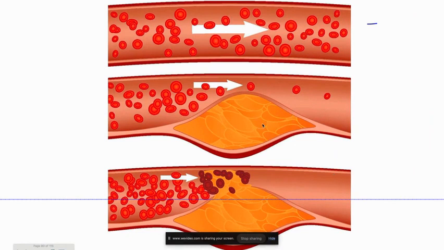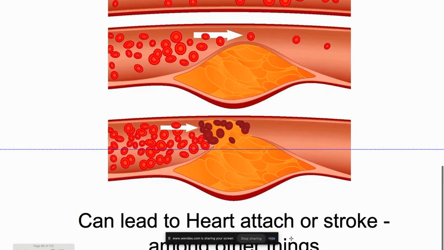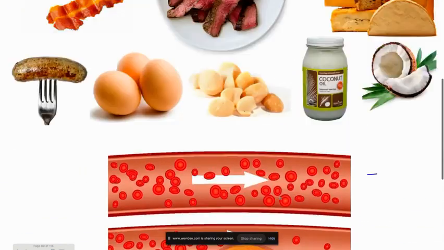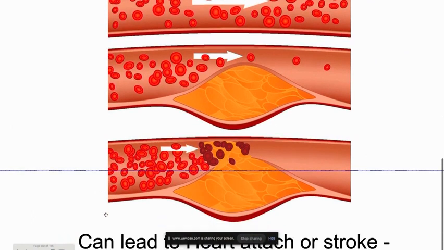What can ultimately happen is they can cause a blockage in your arteries, and this can lead to heart attacks or strokes, among other things. So diets high in saturated fats have a risk of heart attacks and strokes.